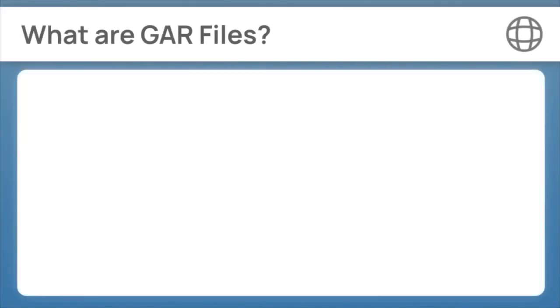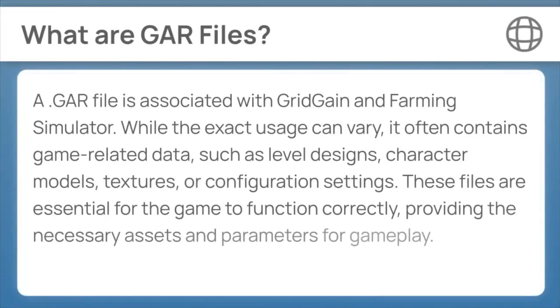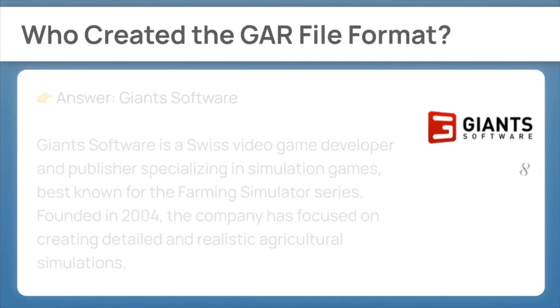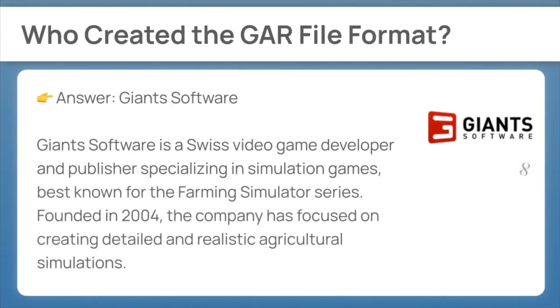A GAR file is associated with GridGain and Farming Simulator. While the exact usage can vary, it often contains game-related data such as level designs, character models, textures, or configuration settings. These files are essential for the game to function correctly, providing the necessary assets and parameters for gameplay.